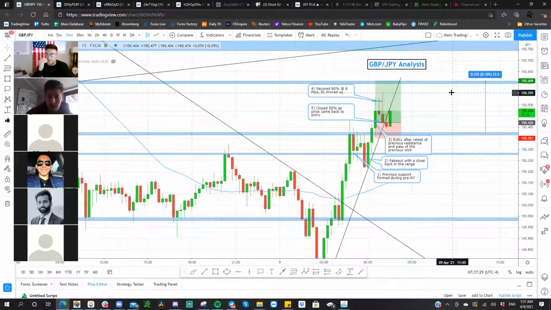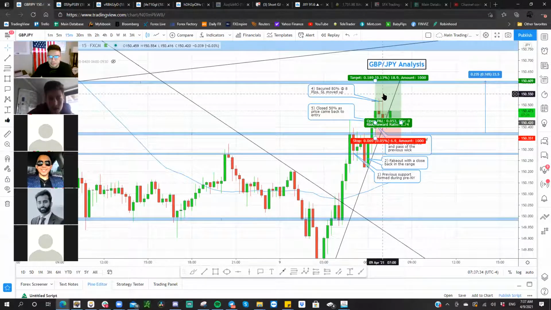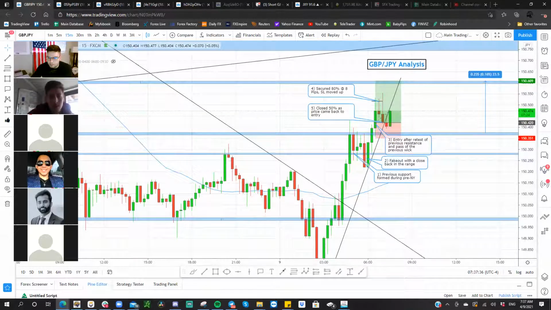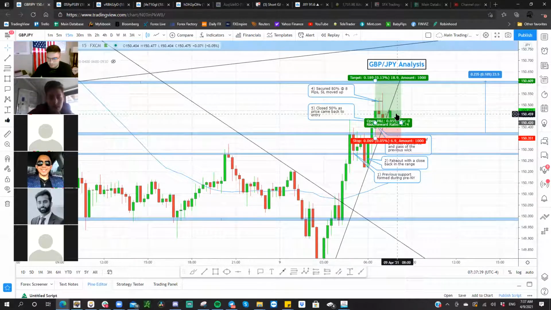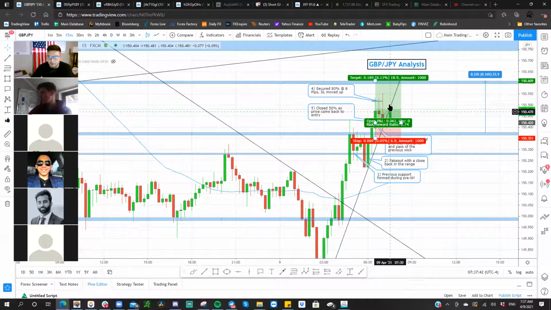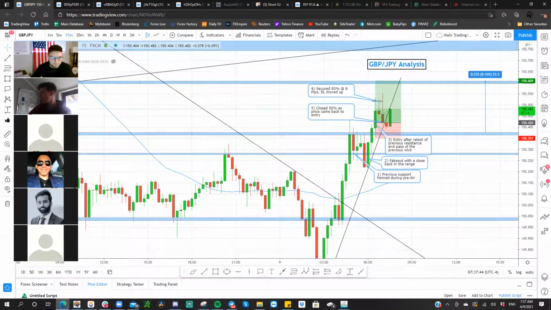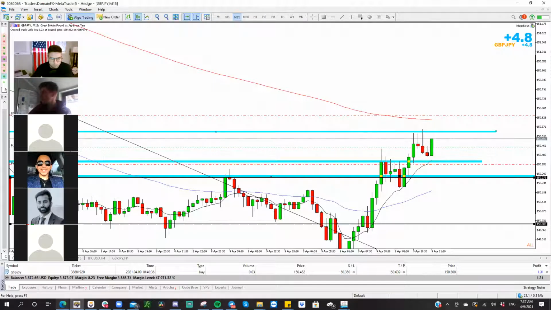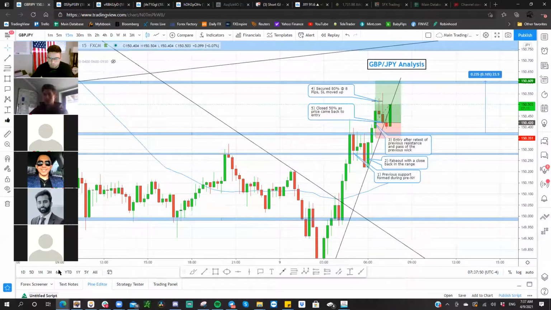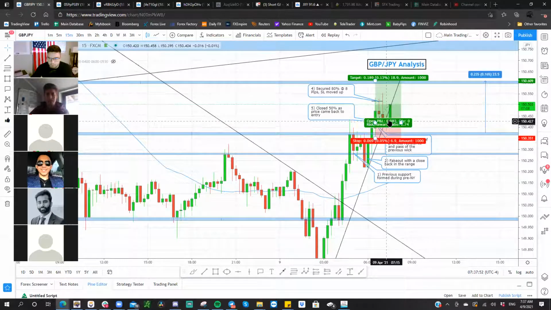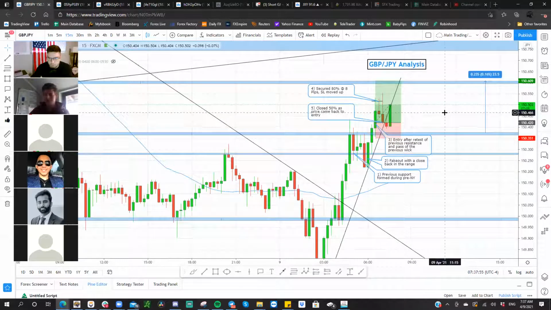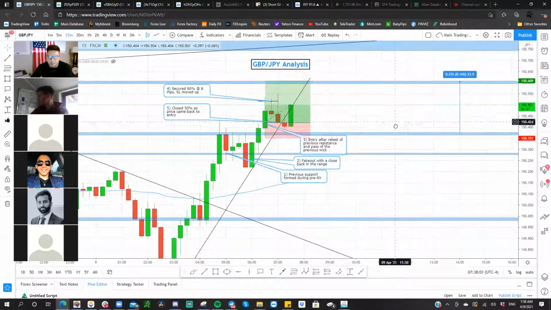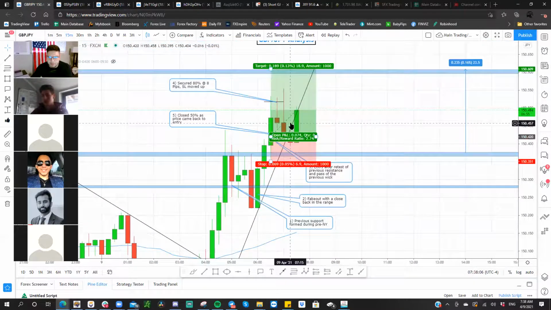Yeah, that's perfect. So now we're getting a clean pass of the entry, high of the 15-minute candle. We should be continuing up. It's the second half of the 15-minute candle. We should be continuing up here. Honestly, did anybody jump in as we pass the high of this 15-minute?